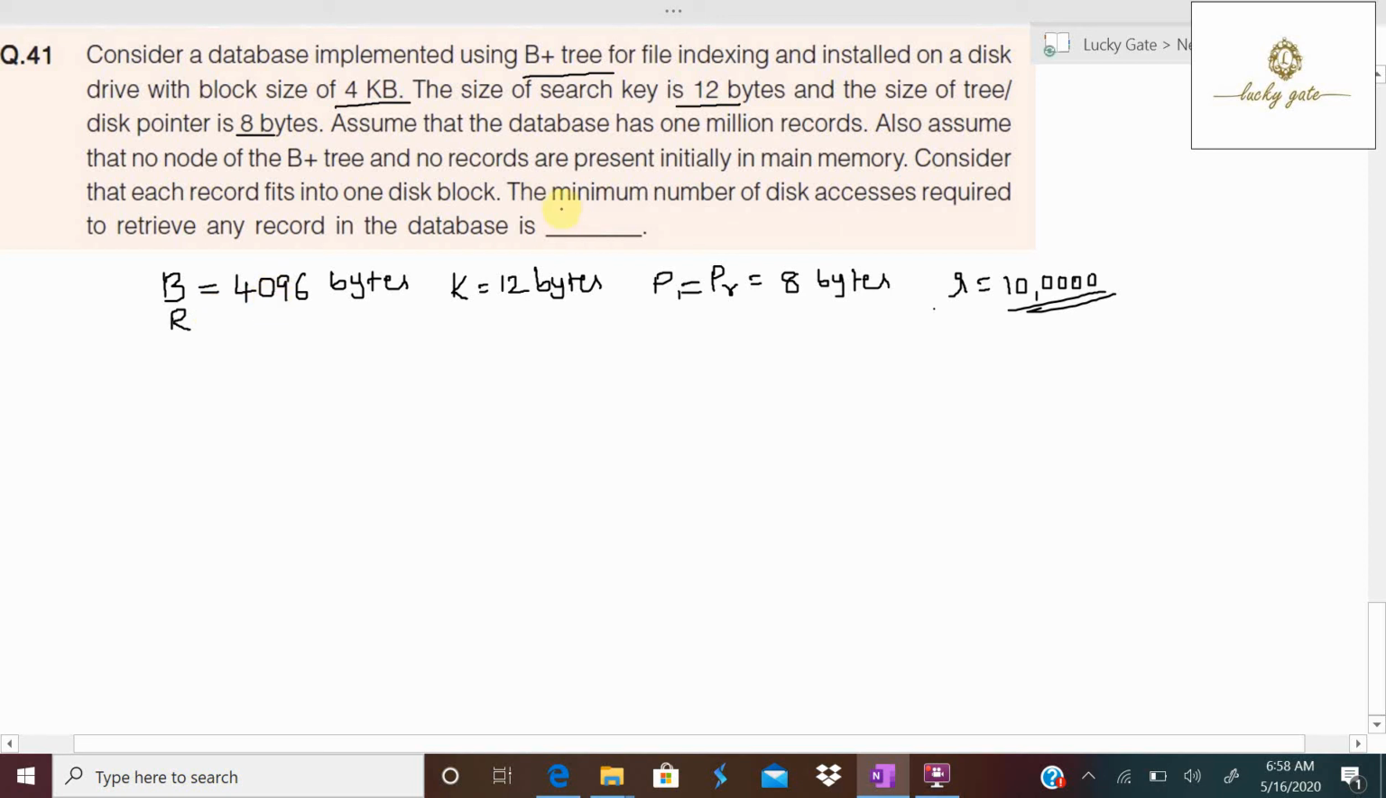Now the question is the minimum number of disk accesses required to retrieve records in the database. It means how many blocks are to be accessed, that is, how many blocks need to be transferred from disk to main memory. That is what we call block access. Here you should understand the meaning of block access. Here this is my disk. My disk consists of several blocks, block 1, block 2 and so on.